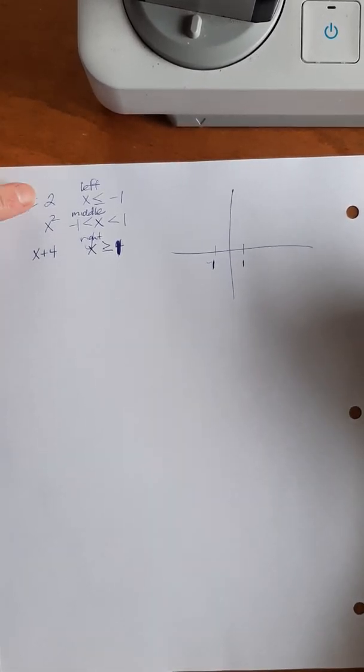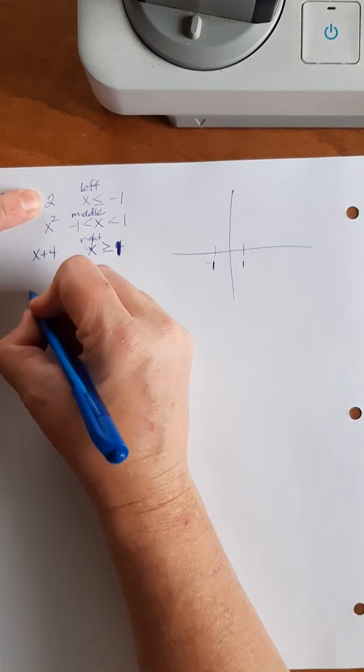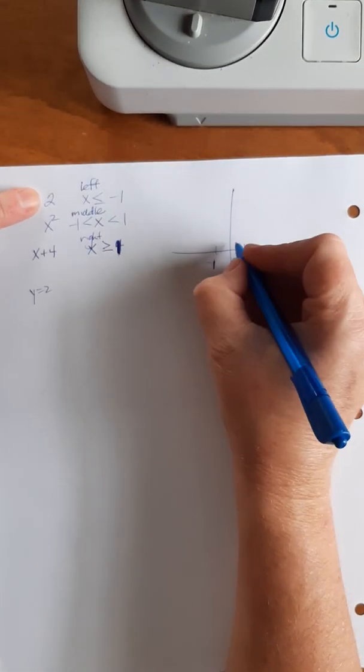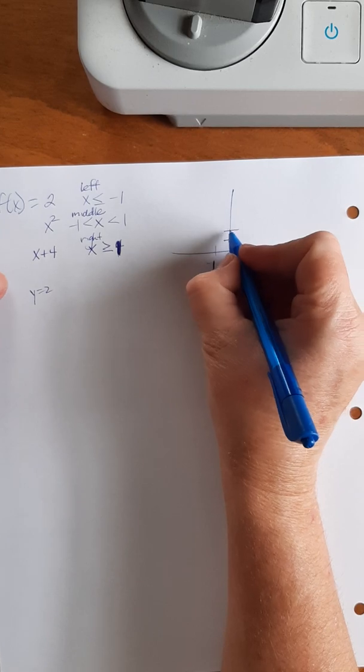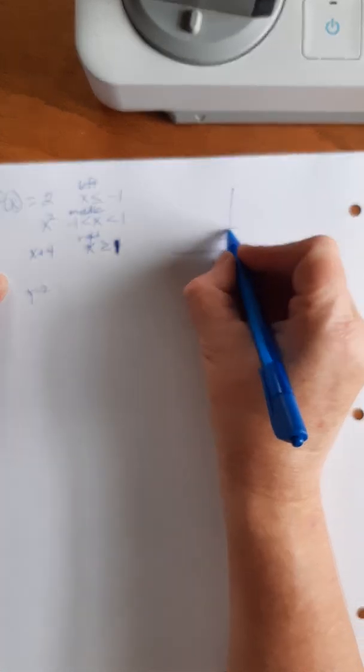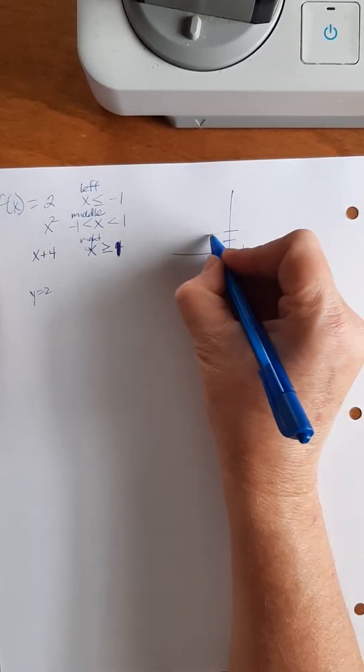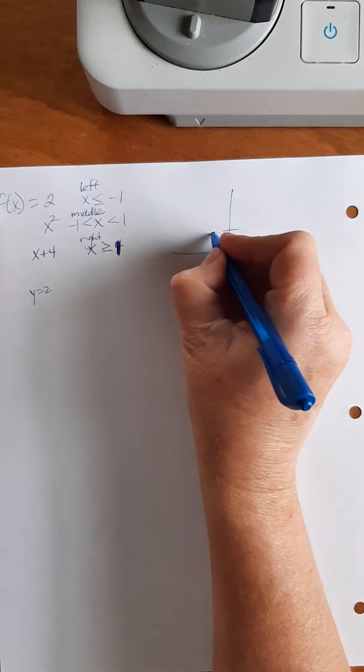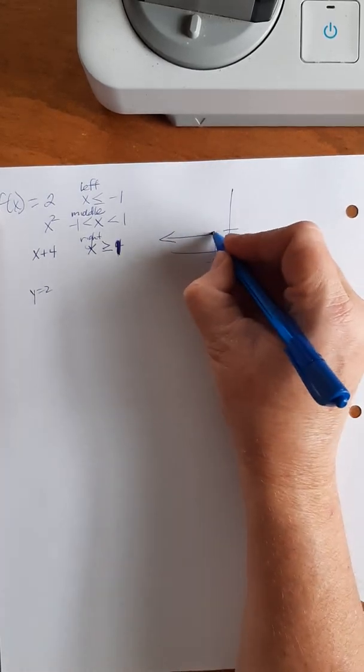So this one, y equals 2, horizontal line at 2. So 1, 2, but we only want it to the left of -1. There we go.